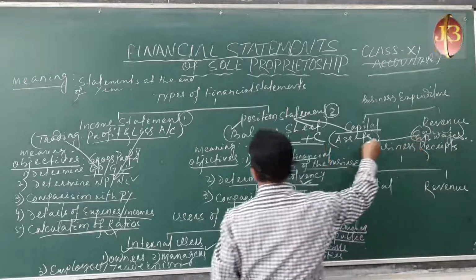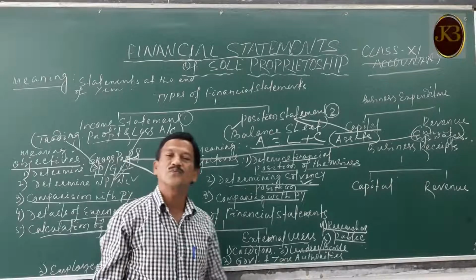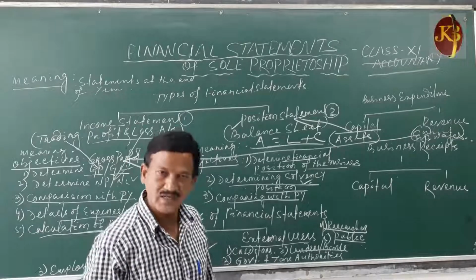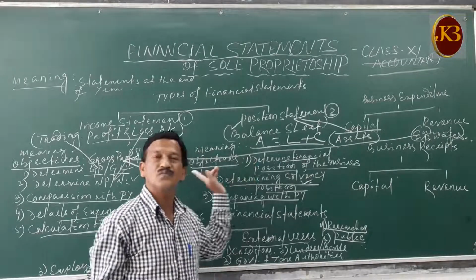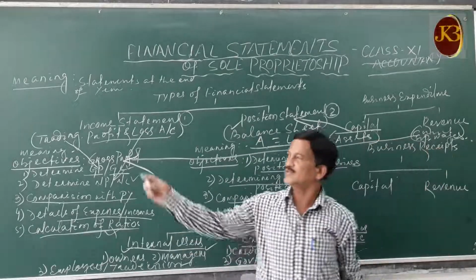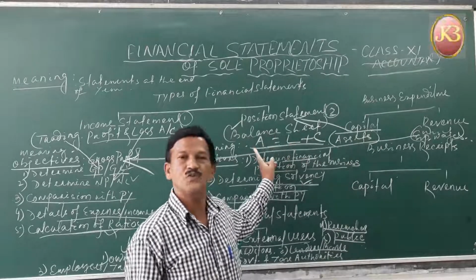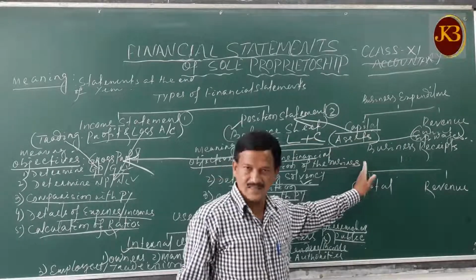Those expenses will go to the income statement, that is the trading profit and loss account. While you are preparing the trading profit and loss account, the revenue expenses will be transferred to the income statement, and capital expenditure will be transferred to the position statement because they are the assets.